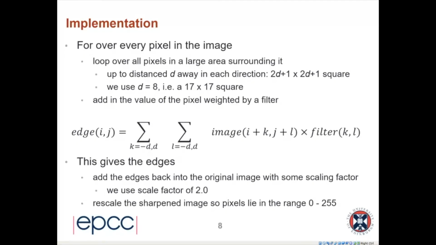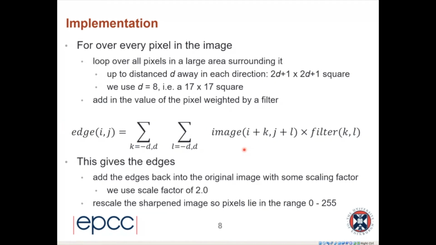a 17 by 17 square, and you add in the value of the pixel weighted by a filter, and this filter function combines the smoothing and the second derivative edge detection. So you define the edge value for every pixel ij. It's a 2D image, so you have ij coordinates. You loop over all the region plus or minus k, plus or minus l, which is all the pixels in the plus or minus d, and you take the image at that point times the filter value. So this is called a convolution operation.